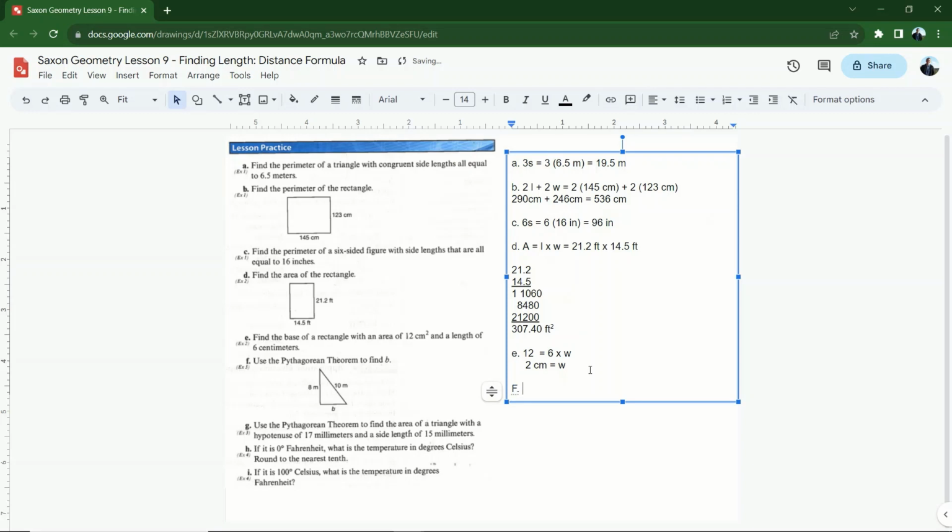Letter F, use the Pythagorean theorem, which is a type of formula, to find b. Here again, I need to make sure I'm being very careful in applying the Pythagorean theorem and thinking about what I know on what side of the Pythagorean theorem.